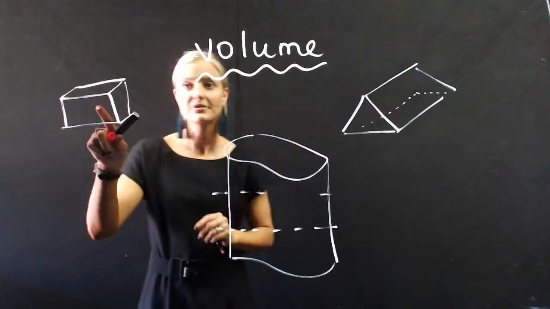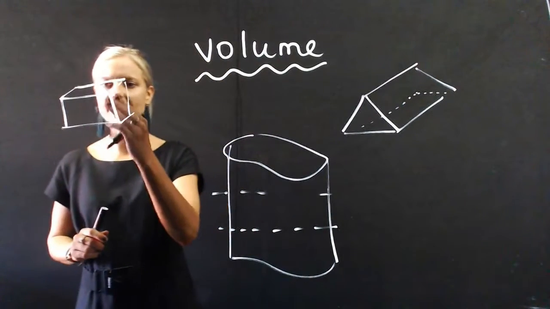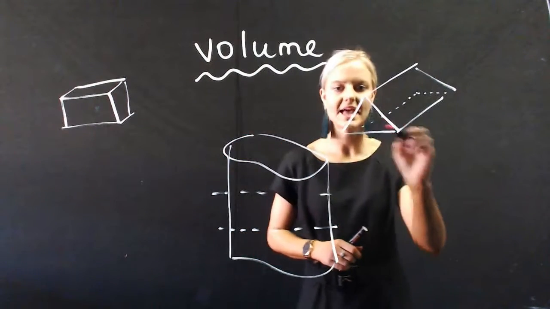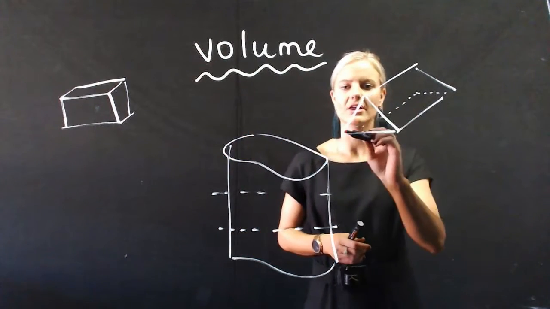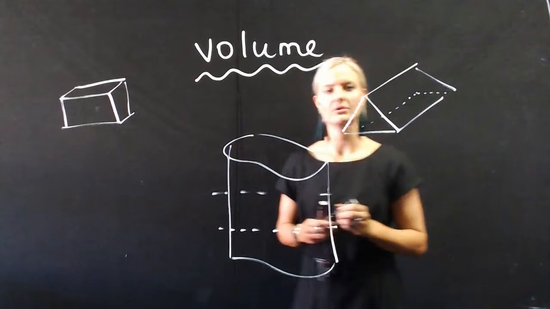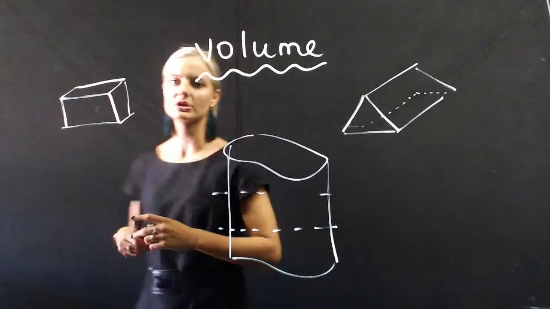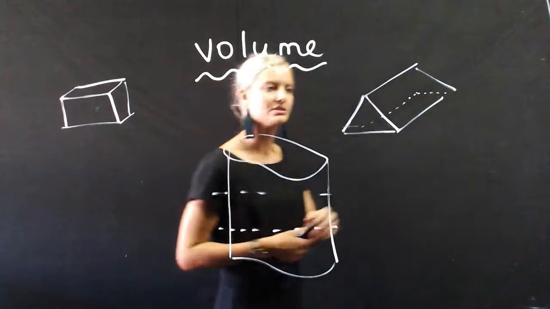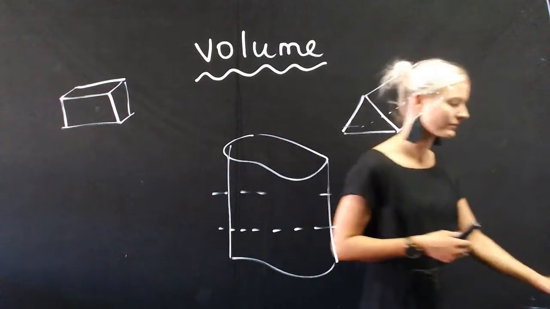A rectangular prism is a prism, it's the same width all the way along. A triangular prism is a prism, it's the same width and shape all the way along at this end, the other end and in the middle. The formulas that we're going to learn are both for rectangular prisms specifically and for any prism.